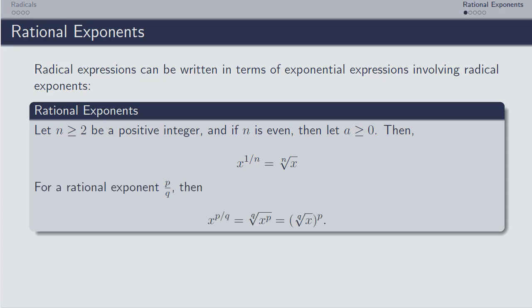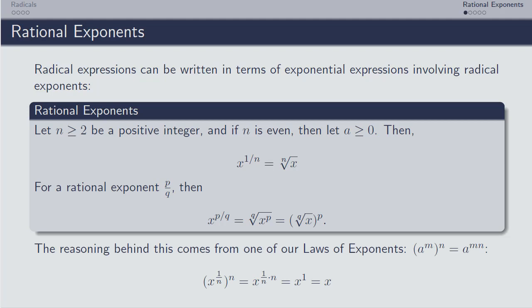For more general rational numbers, p over q, x to the p over q power is the qth root of x to the p, or we could also think of that as the qth root of x raised to the p power. The order that we do those in doesn't really matter.